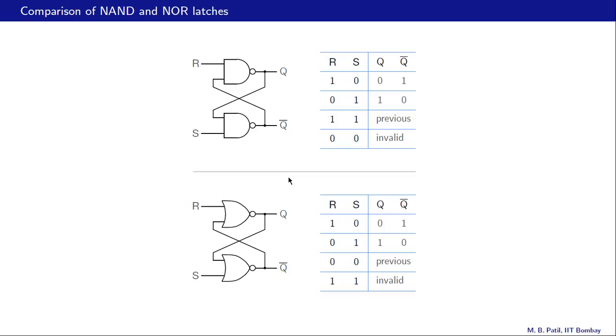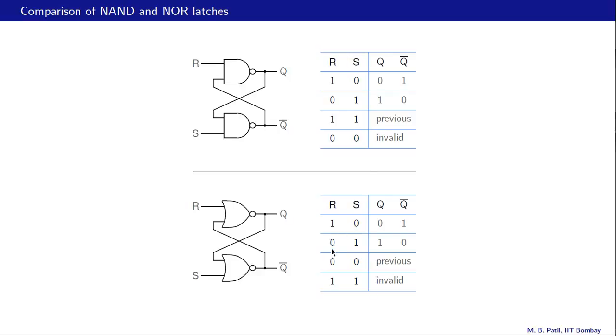Here is a comparison of the NAND and NOR latches. The basic functionality of these two latches is similar. When reset is active and set is inactive, either there or here, the output gets reset to 0 over there as well as here. When set is active and reset is inactive, the output gets set to 1. Similarly here. The difference is in these two entries. For the NAND latch, the condition R equal to 1, S equal to 1 corresponds to the previous state continuing as the next state.